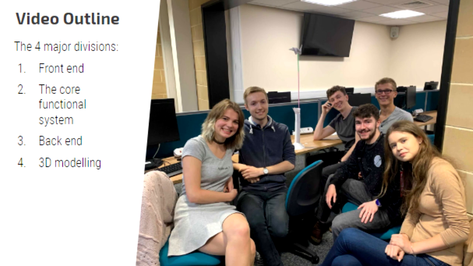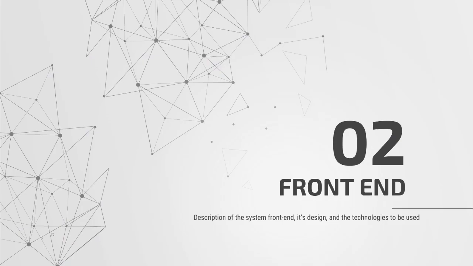In this design video, we will cover the 4 major divisions of this project: the front end, the core functional system, the back end, and the 3D modelling task. For each of these sections, we will give an overview of what is required and what we are trying to achieve. Then, a technical discussion on what we have done so far, how we expect each section will be developed in the future, and the development approach to get there.